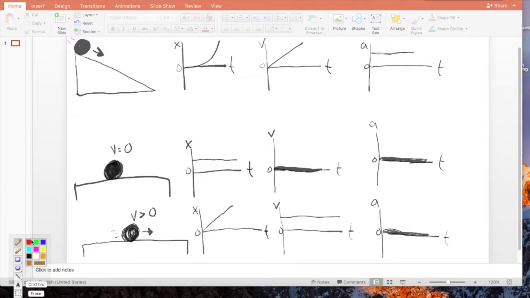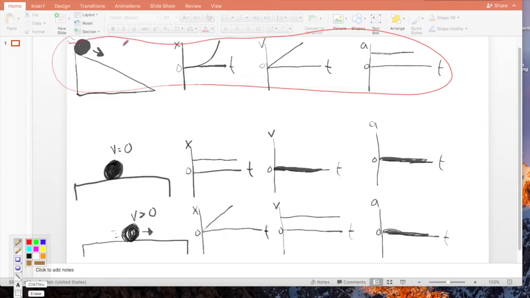Hopefully you guys are realizing that the most interesting scenario here is this one. Because what is it doing? It is changing its velocity. Its velocity is increasing. It's speeding up as it goes down the hill. It has an acceleration. These other two objects do not have acceleration. Their acceleration is zero. Their velocity is constant. Even the ball that is moving at a constant velocity, yeah, it's moving, but it's not speeding up or slowing down. Its motion is not changing.